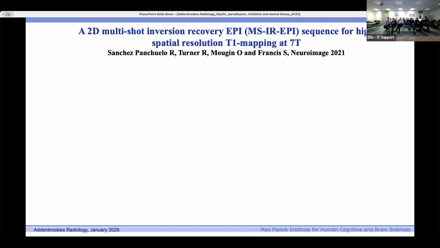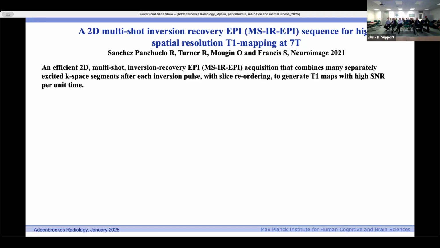Just going to mention now this technique for mapping T1 quantitatively, which we published in 2021. This is with the group of Sue Francis in Nottingham, which uses a two-dimensional multi-shot, so single slice, multi-shot inversion recovery EPI sequence, which gives very high resolution, very high signal to noise per unit time, and very precise values of T1.